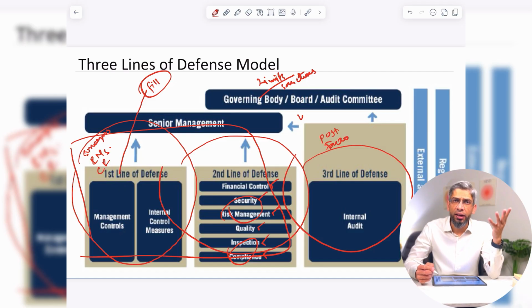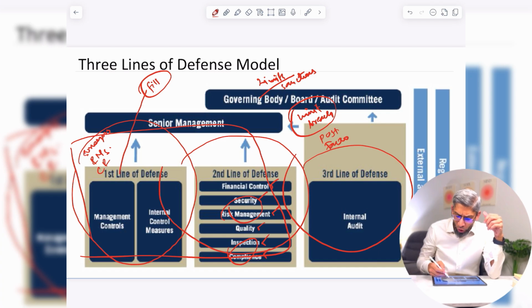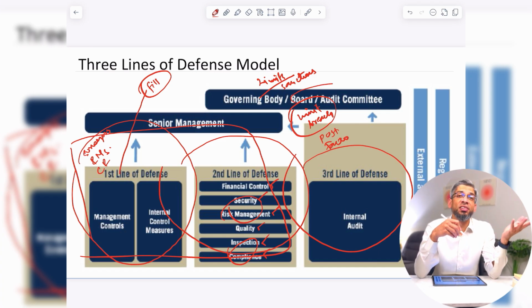So they identify it, and the idea is that internal audit is independent of the first line and second line of defense. They do independent evaluation of whatever work the first line and second line of defense are doing, and that is why they directly report to the board audit committee and don't report to the CEO.